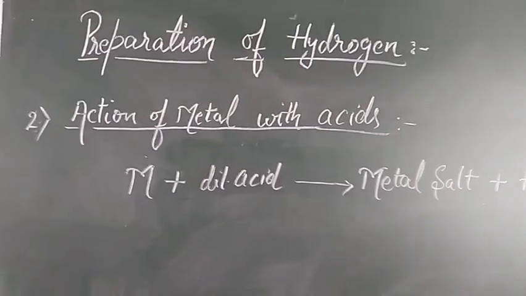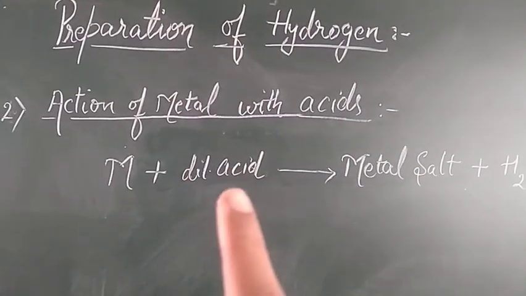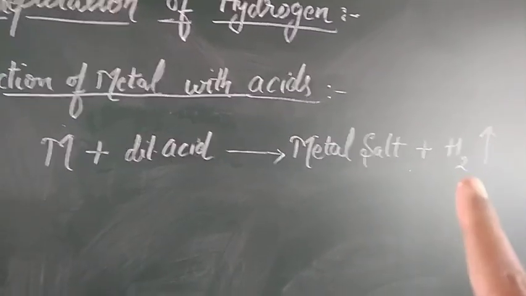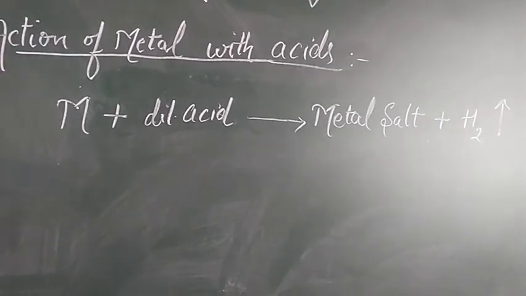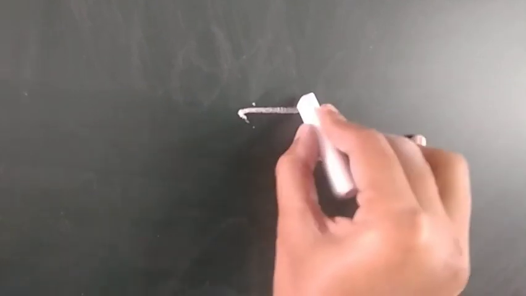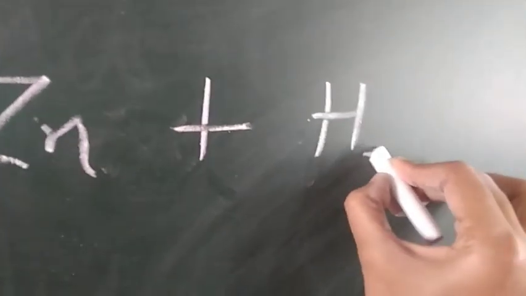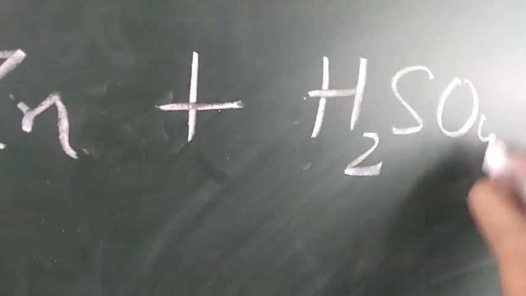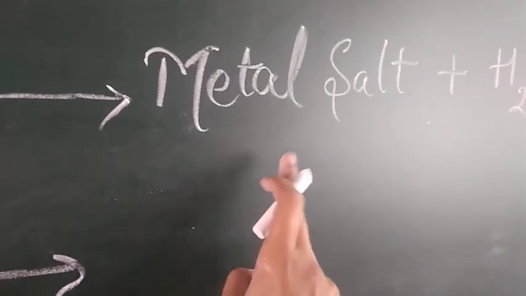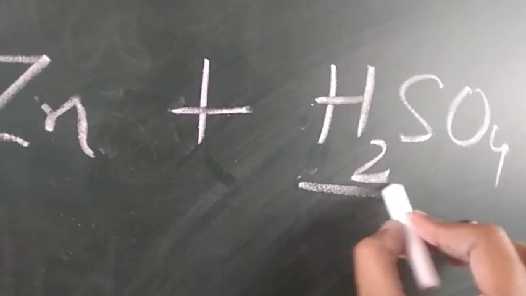Now the second method is action of metal with acids. Here M is for metal. When a metal reacts with dilute acid, they form metal salt and hydrogen gas. For example, take the metal zinc, with symbol Zn. When zinc reacts with an acid, here sulfuric acid, H2SO4, they form metal salt plus hydrogen gas. So here hydrogen gas will be released.